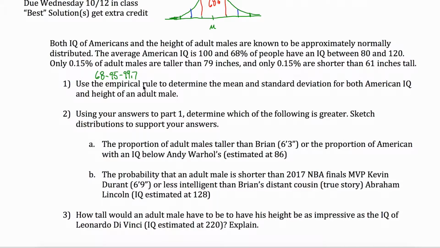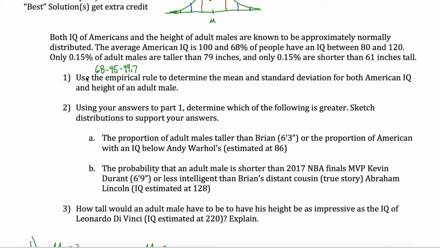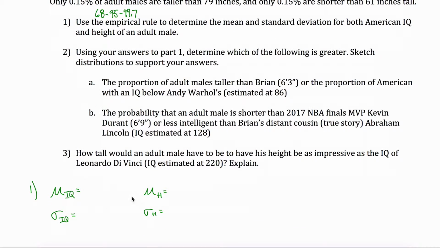So number one, use the empirical rule, aka this thing, to determine the mean and standard deviation for both IQ and height. So for one, I'm going to introduce a little bit of notation. When we're talking about population mean, we use the Greek letter mu. But I'm going to have two different mu's in this problem. I'm going to have mu for IQ, and I'm going to have mu for height. So I'll put little subscripts on them. And then I'm also going to be interested in standard deviation. And again, when we're talking about population standard deviation, we use the Greek letter sigma. So I've got sigma for IQ, and I've got sigma for height. And the claim is that in this opening paragraph, enough information is given to fill out all four of these. Then if you have all four of these, you can answer questions 2 and 3.